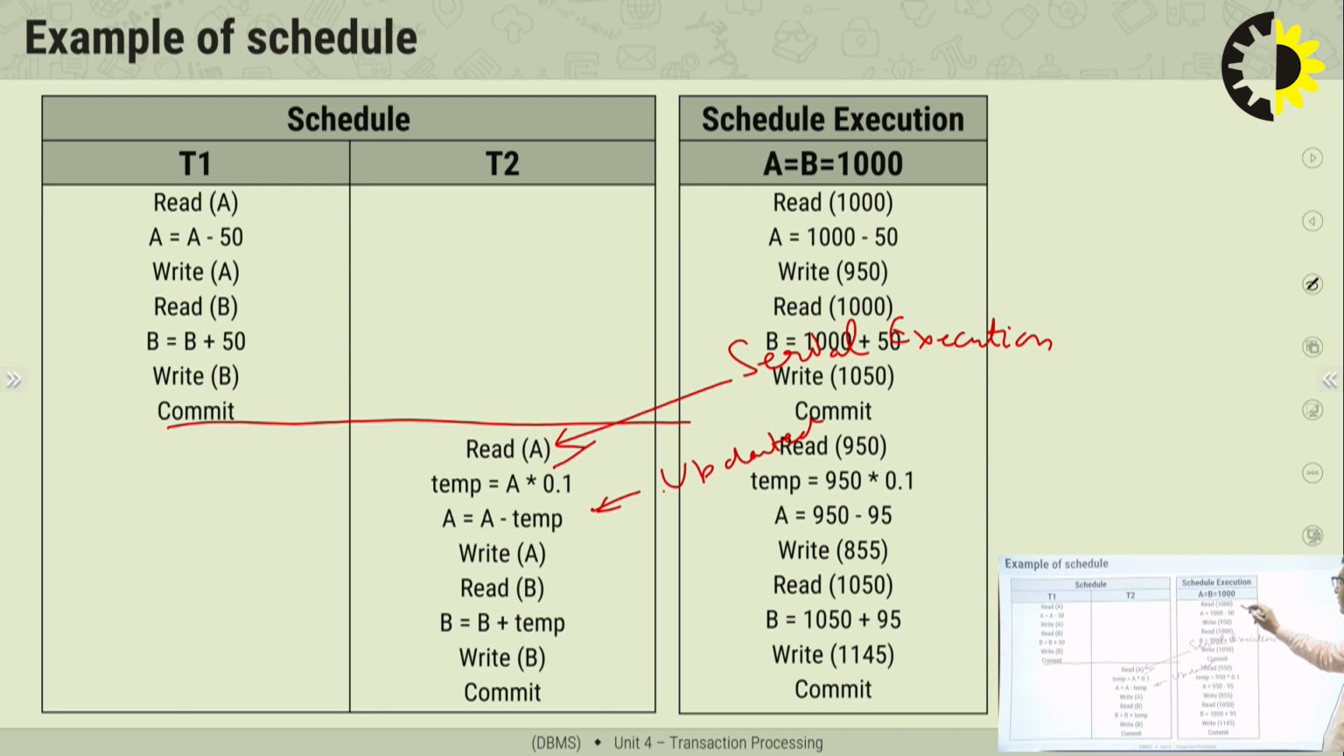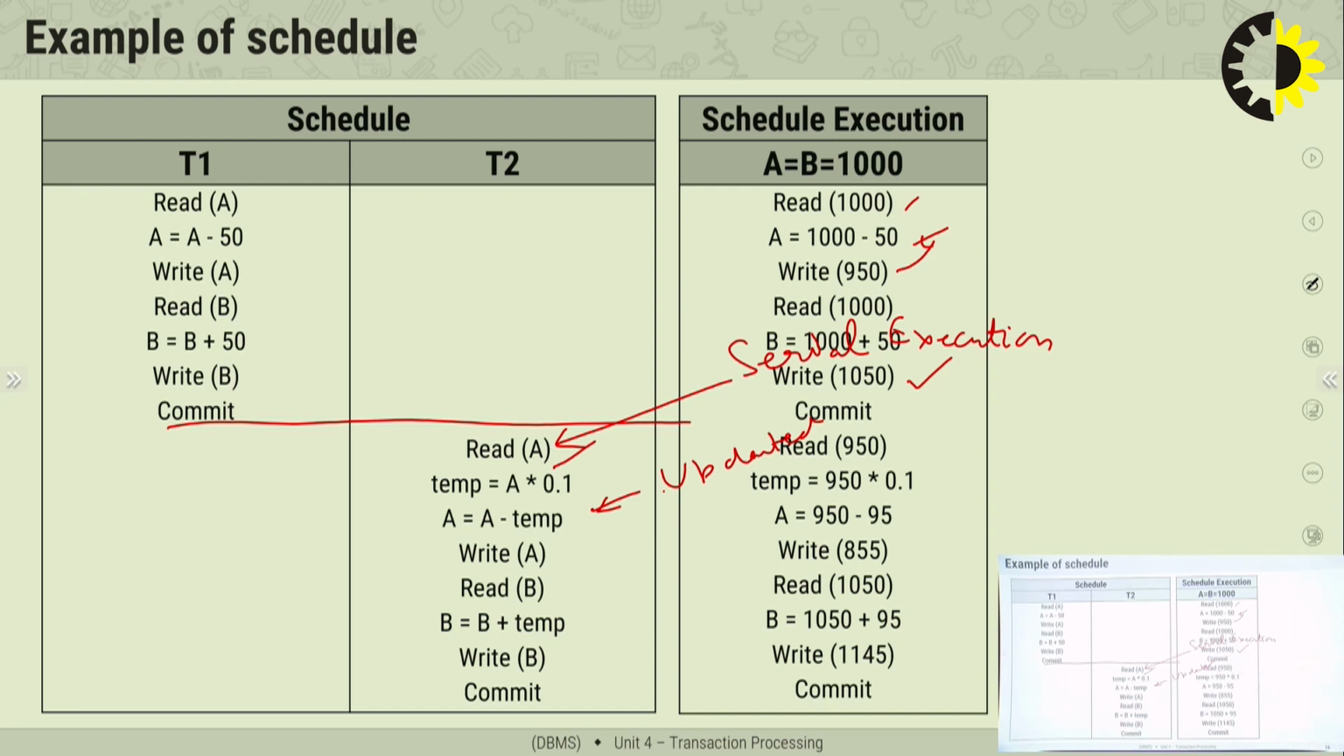So the initial value read is this one. Then the value of A becomes 950, 1000 minus 50. Thereafter, the value of B is read as 1000, and then the value of B becomes 1050. Finally, this value is committed. So the values of A and B are now 950 and 1050 at this particular moment.